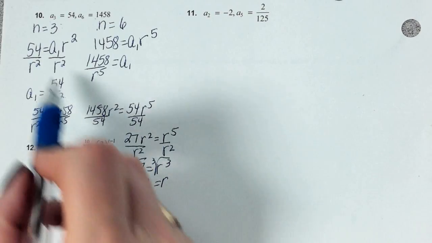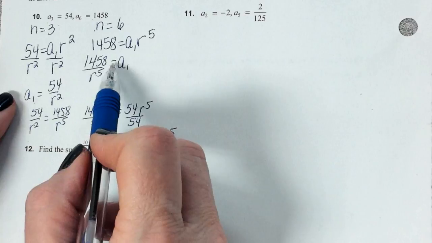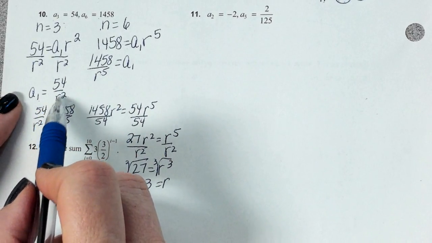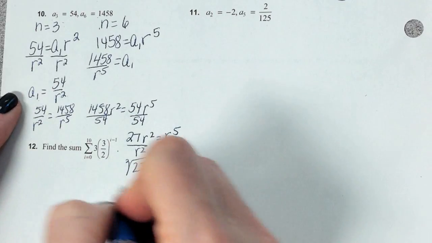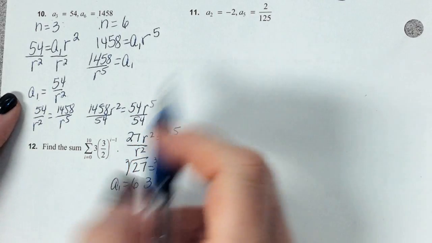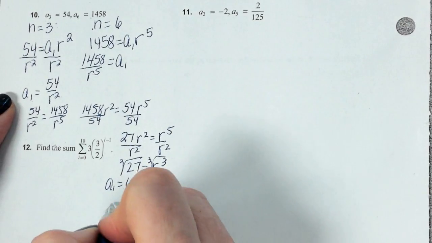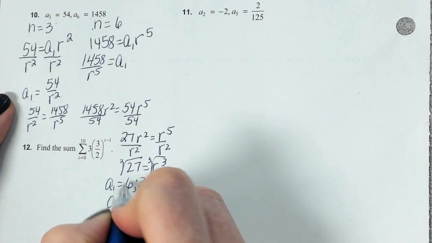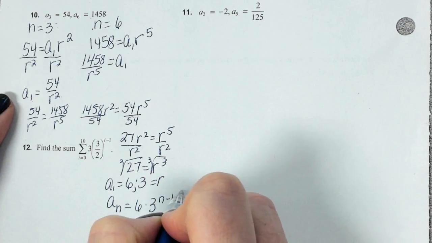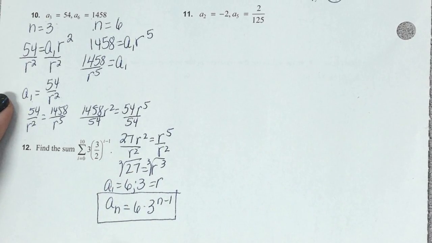Since I know r, I can go and plug back in and find a sub 1. I can plug in here. Plug in here. 54 divided by 3 squared. What is it? What's a sub 1? So a sub 1 is 6. And so now I have enough information to write my formula. So it's going to have to be a sub n equals a sub 1, which is 6, times r to the n minus 1. That's going to be the rule on that.